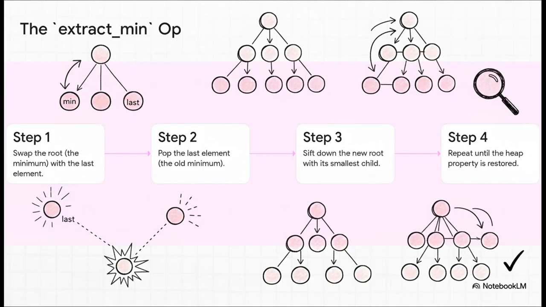Removing the top item is just as clever. First, you take the root, your minimum value, and you swap it with the very last element in the heap. Then, you just pop that minimum value, which is now at the end, right off.